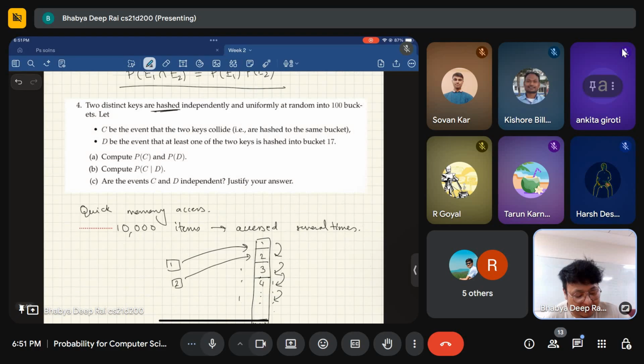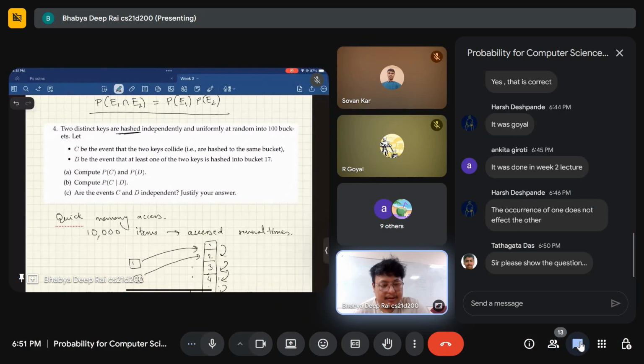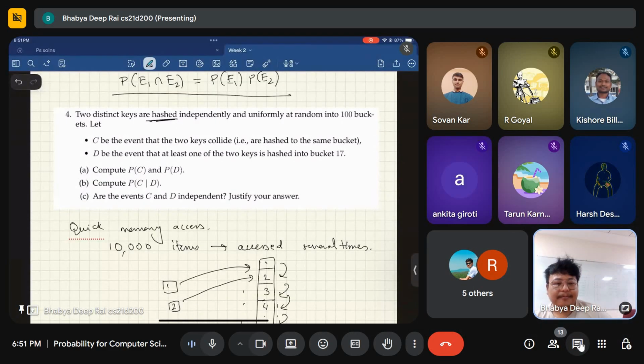Okay, so here is the question. Two distinct keys are hashed independently and uniformly at random into 100 buckets. Let C be the event that two keys collide, that is, are hashed into the same bucket, and D be the event that at least one of the two keys is hashed into bucket 17. Compute P(C) and P(D), compute P(C given D), and are events C and D independent?